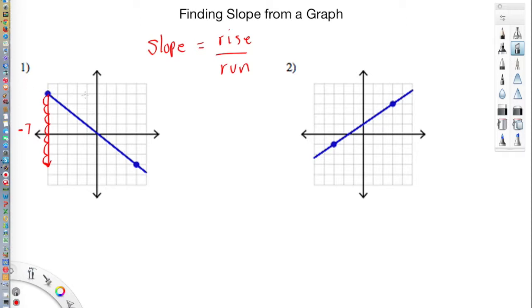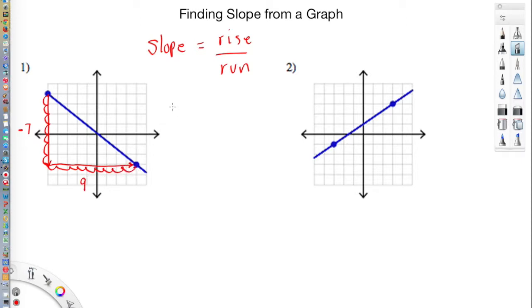Okay, and the other thing too is often students are like, well, do I go from this point to this point? Just think of it as reading a sentence. When you read a sentence, you go left to right. So I start in the left and I go to the right. Okay, left to right motion. Okay, and then my run, I'm going to the right, so it's going to be positive. I'm going 1, 2, 3, 4, 5, 6, 7, 8, 9. 9 units to the right.